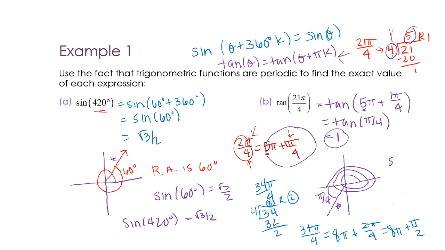So tangent is sine over cosine. In this third quadrant, sine, which is the y values, is negative. Cosine, which is the x values, is negative. And a negative divided by a negative is a positive.